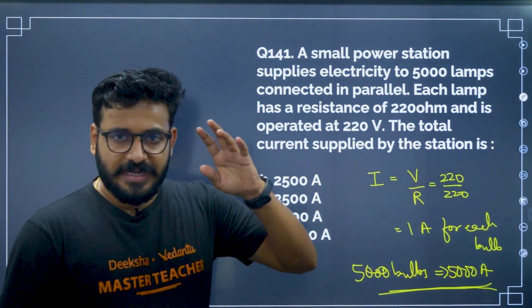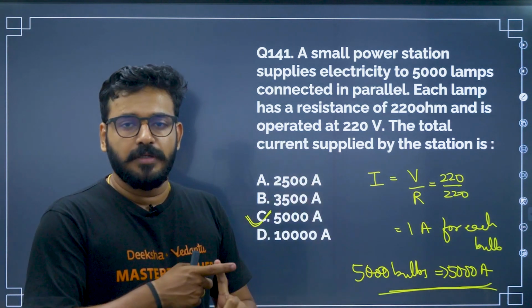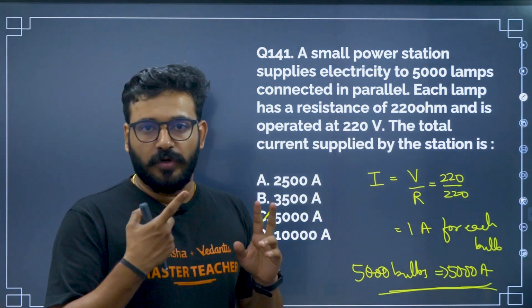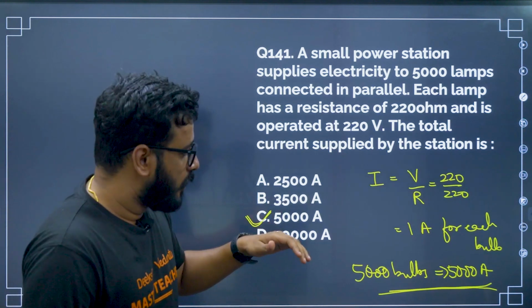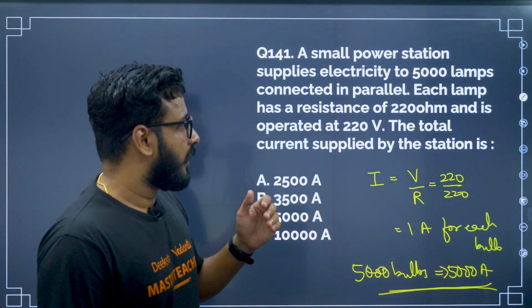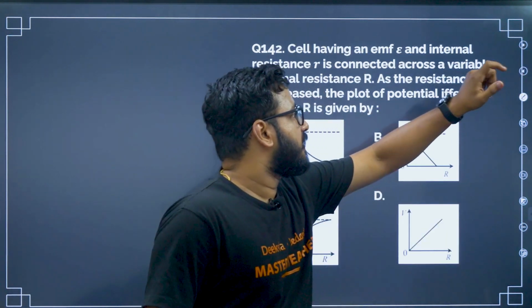You just need to have the right presence of mind, understand each bulb, each resistance, and voltage is also the same because of the parallel connection. So find the current and then the total current. Okay, very simple, right? Next question, let's see.